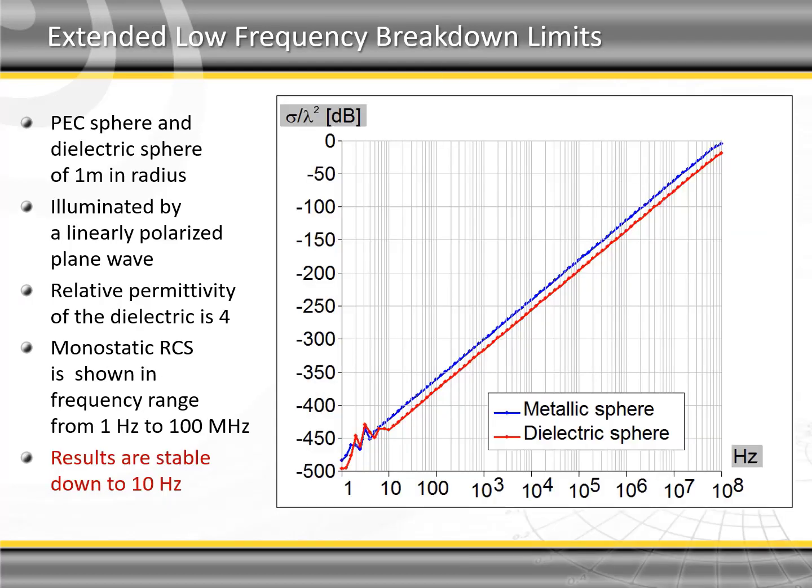Extended limit for low frequency breakdown is demonstrated on the example of a perfect electrically conducting sphere and a dielectric sphere, both of 1 meter in radius, illuminated by a plane wave. Relative permittivity of the dielectric is 4. Monostatic RCS is shown in the frequency range from 1 Hz to 100 MHz. Results are stable down to 10 Hz.